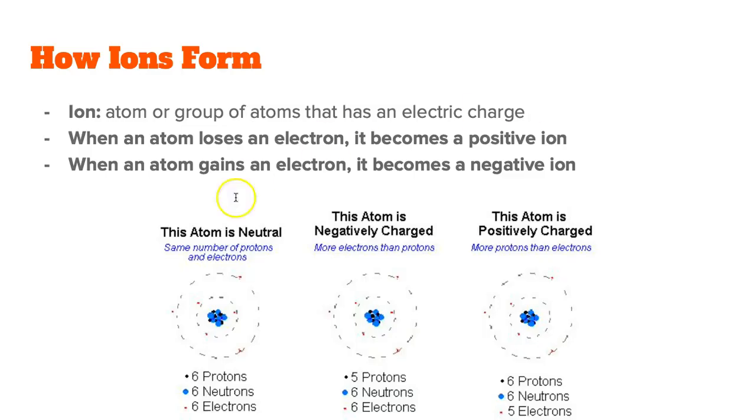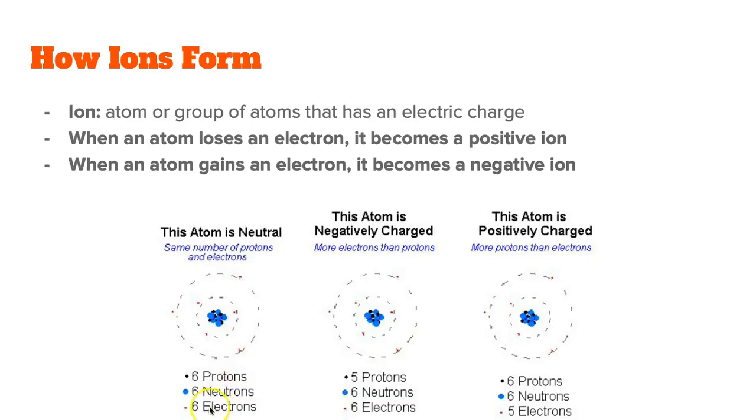Look at this image, for example. This has 5 protons and 6 electrons. That means overall this has a -1 charge. And then this has 6 protons and 5 electrons. Protons are positively charged and electrons are negatively charged, so overall there's a +1 charge, because protons are positive. And then here, the atom is neutral.